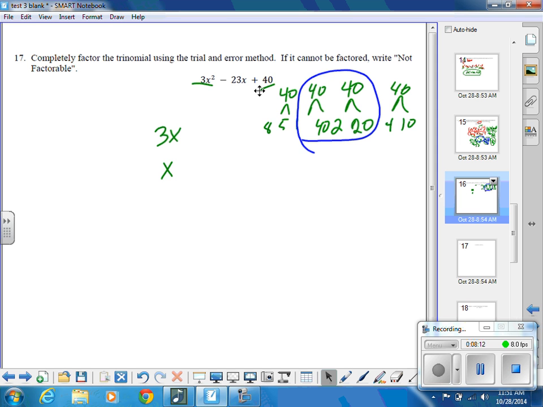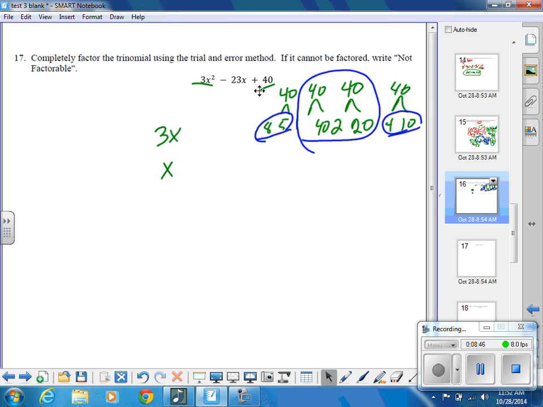What I tell people, just from experience, is that the answer will most likely be the ones that are close together. See how 8 and 5 are only 3 apart, and 4 and 10 are only 6 apart, so it's probably going to be one of those two. I've had problems where it is 1 and 40, where it is 2 and 20, and it takes you a while to get to the answer, but you want to try the numbers closer together first. Always do that, because it's probably going to be them most of the time.